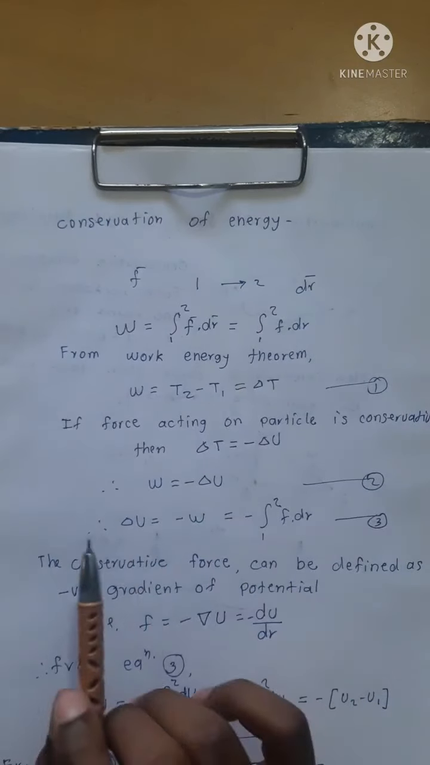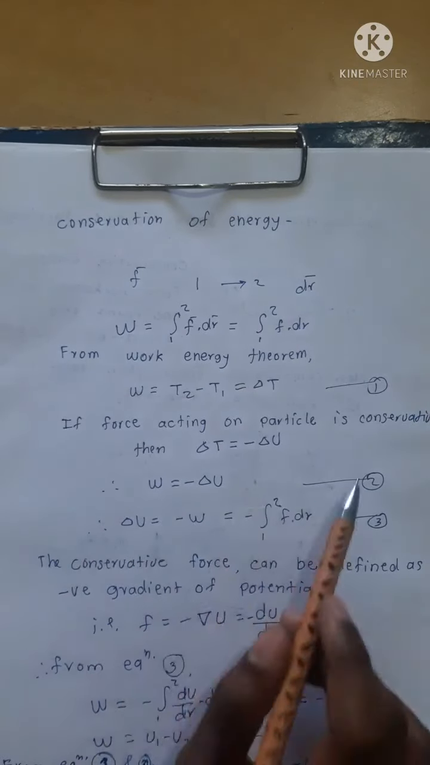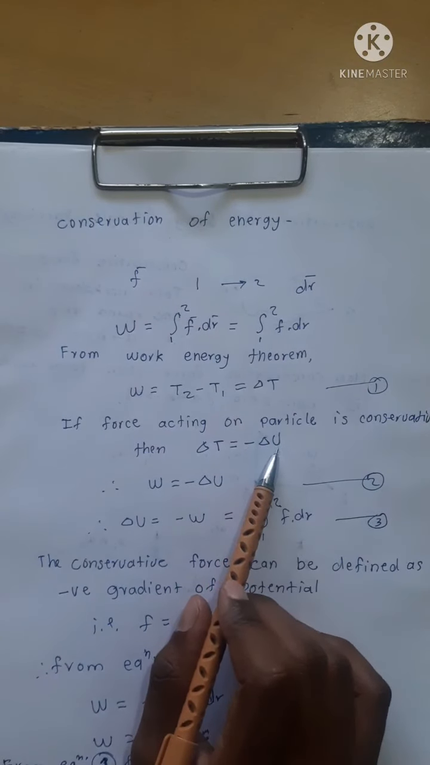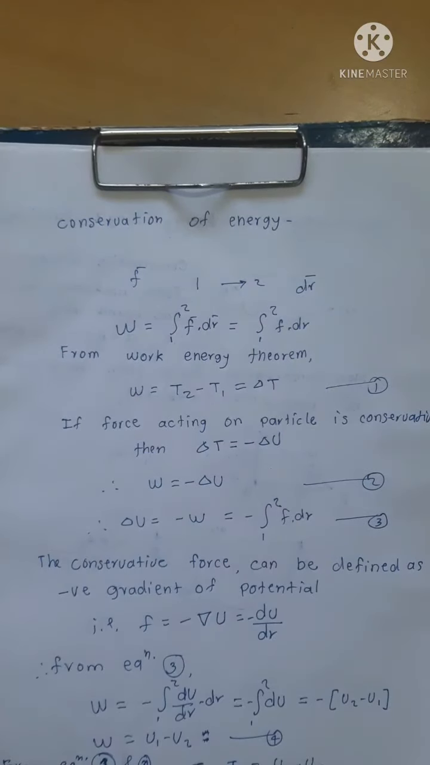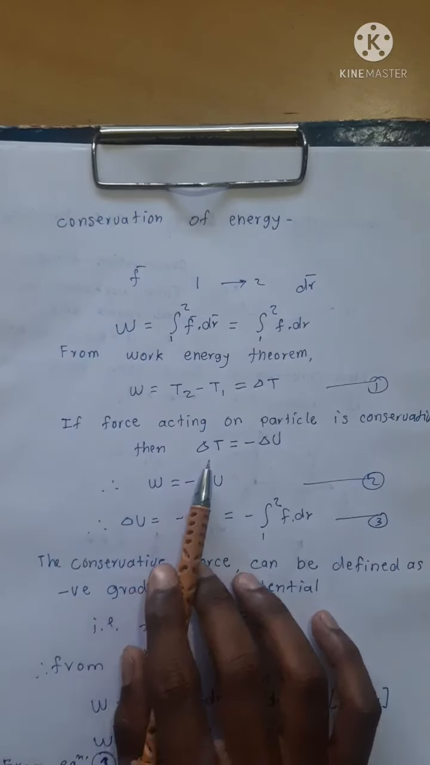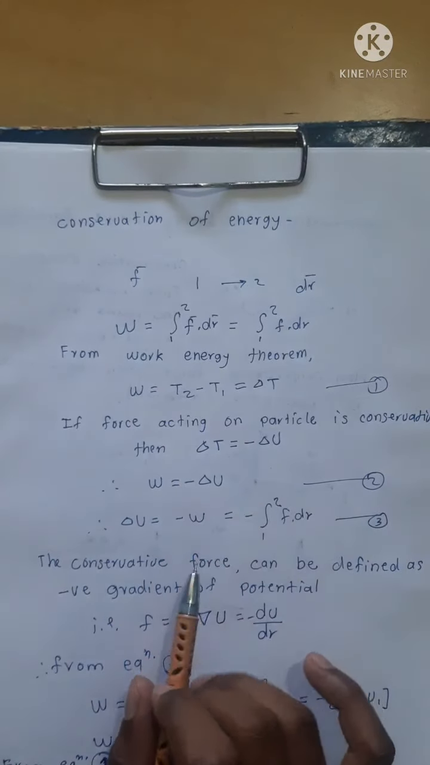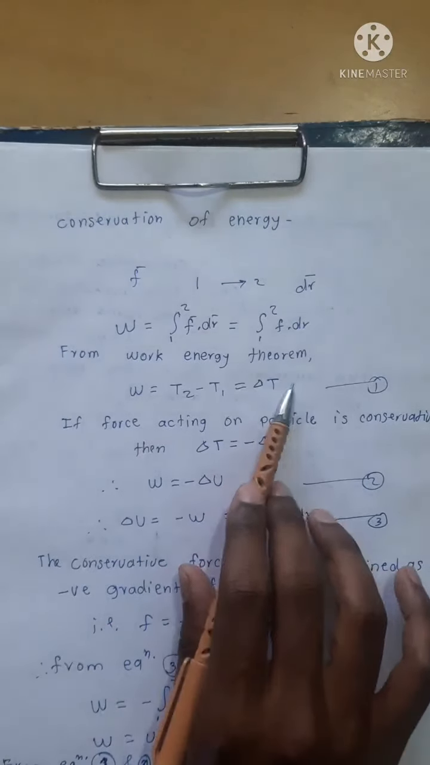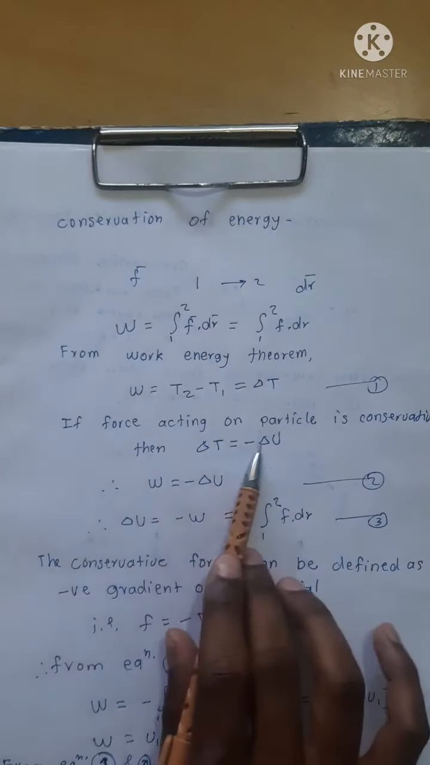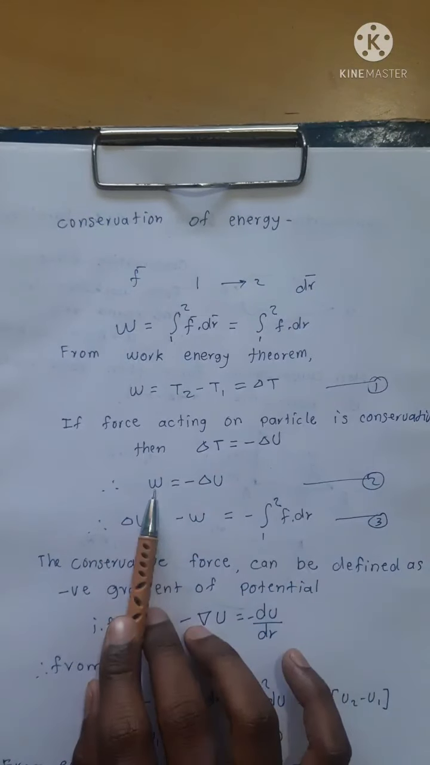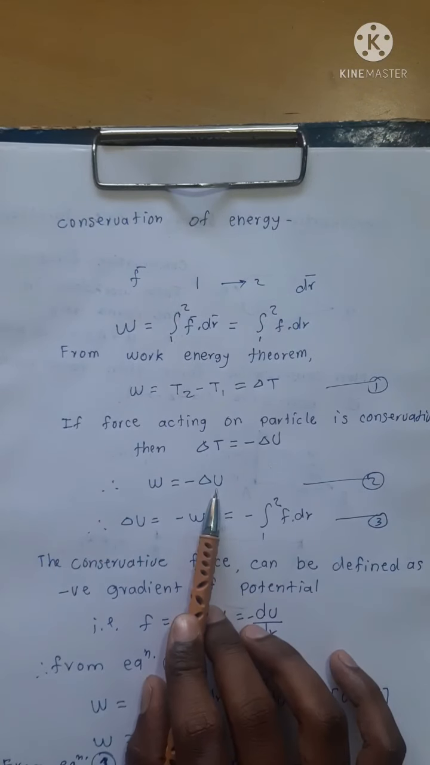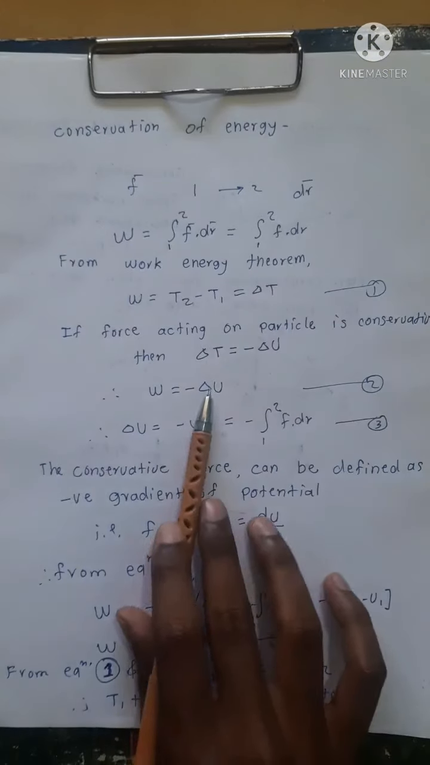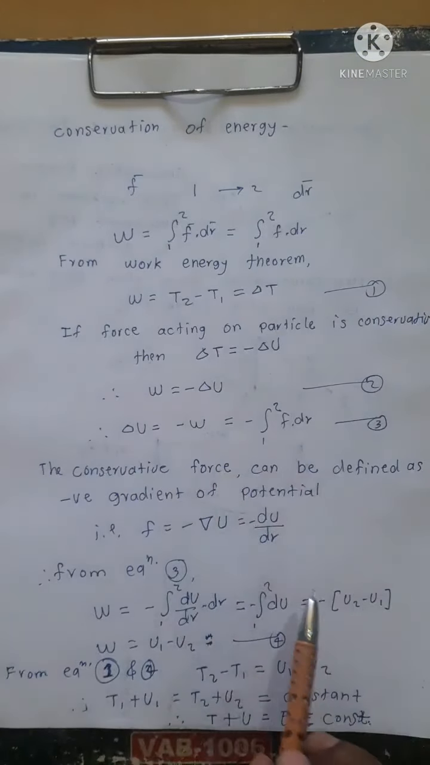If the forces acting on the body or the particle are conservative, then we know the change in kinetic energy is equal to the change in potential energy. Now we know the change in potential energy. Here from equation 1 we can compare these two equations and write the total work done as the change in potential energy of that particle. So from equation 2 we can write equation 3.